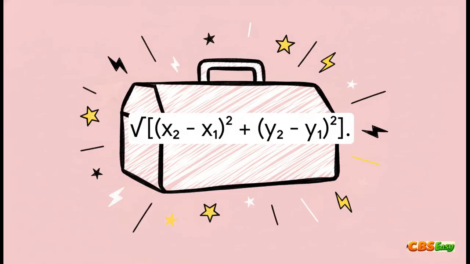This is the formula. Seriously, pause right now if you need to. Write this down. Say it out loud. The distance is the square root of the change in x squared plus the change in y squared. You need to get this into your long-term memory, like right now.